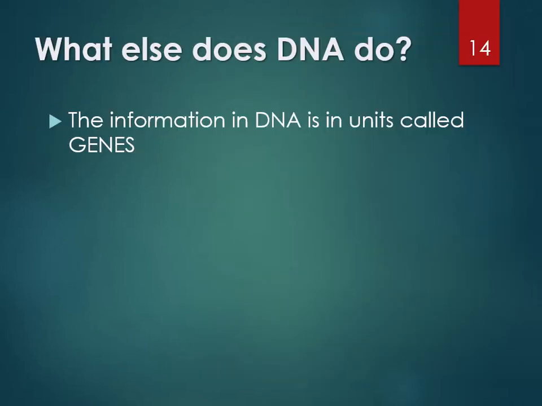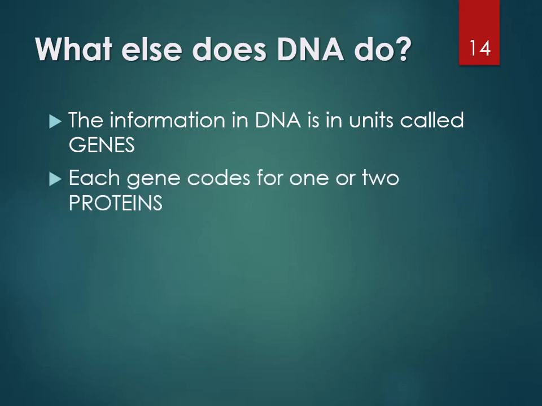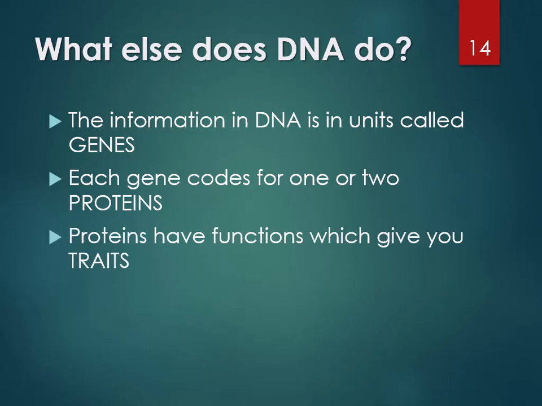What else DNA does is it directs the production of proteins. Remember, the unit of DNA that codes for a protein is called a gene, and they figure we have between 20 and 25,000 genes, and each one of those codes for at least one protein, some more than that, and the collection of proteins that you have give you your traits, make you who you are.